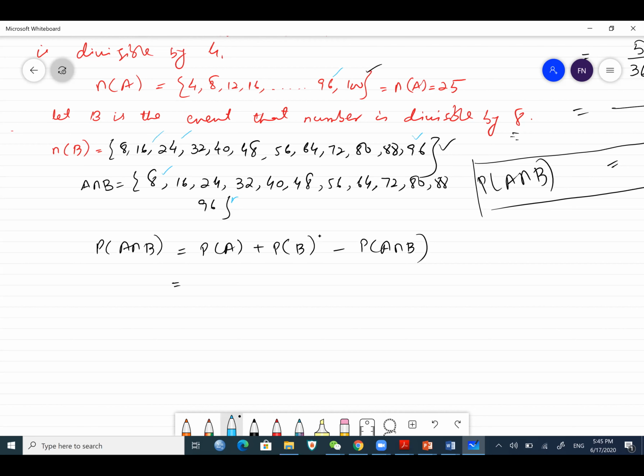Good. So probability of A is n of A over n of the sample space. Sample space means the total 100 numbers.